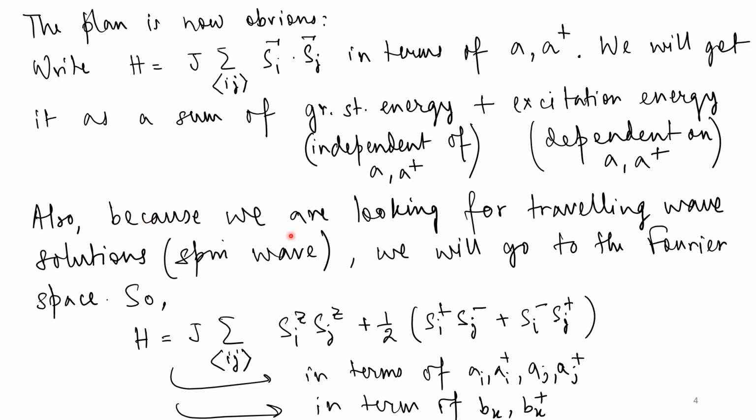Also, because we are looking for traveling wave solutions, spin waves, we will definitely go to the Fourier space. So what are you going to do? This full Hamiltonian S_i·S_j, we'll write it with the z component, and the xy part we'll write as plus and minus. We'll express all these three terms in terms of A_i dagger and A_j dagger, A_i and A_j. And then we are just going to write the Fourier decomposition of these A's, so that we go to the k space, and then obviously we're going to find H in terms of these, automatically giving us the excitation spectrum.